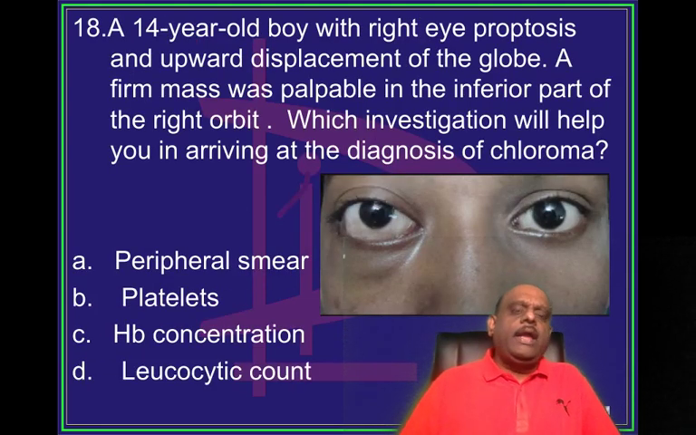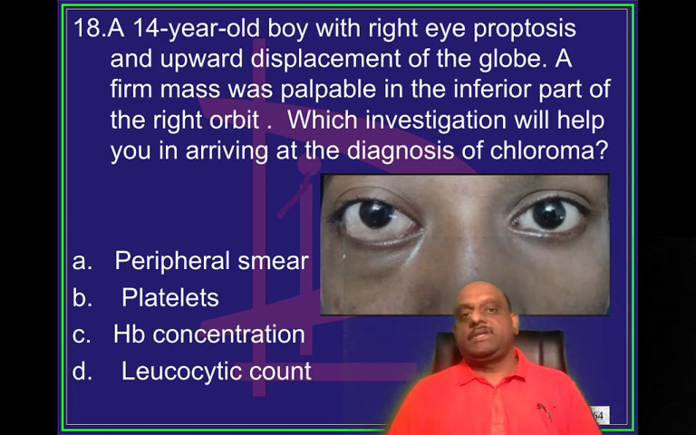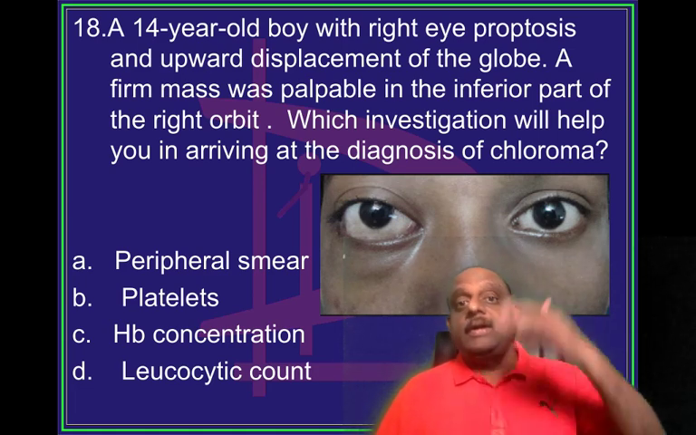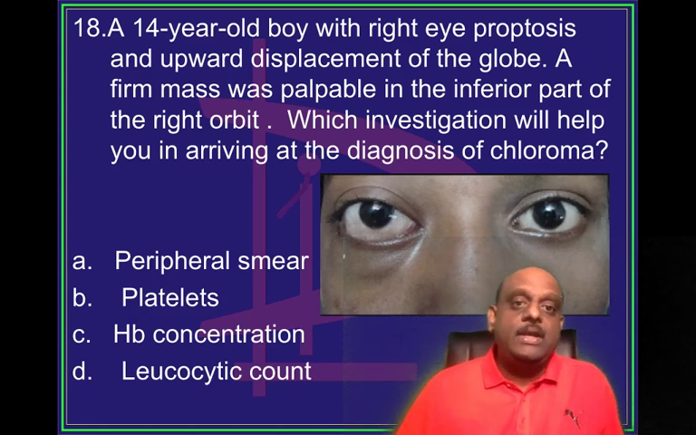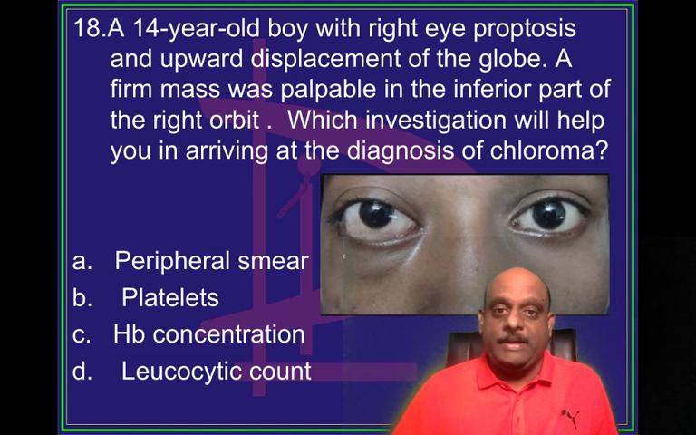Now, a 14-year-old boy, right eye proptosis and upward displacement of the globe. A firm mass was palpable in the inferior part of the right orbit.